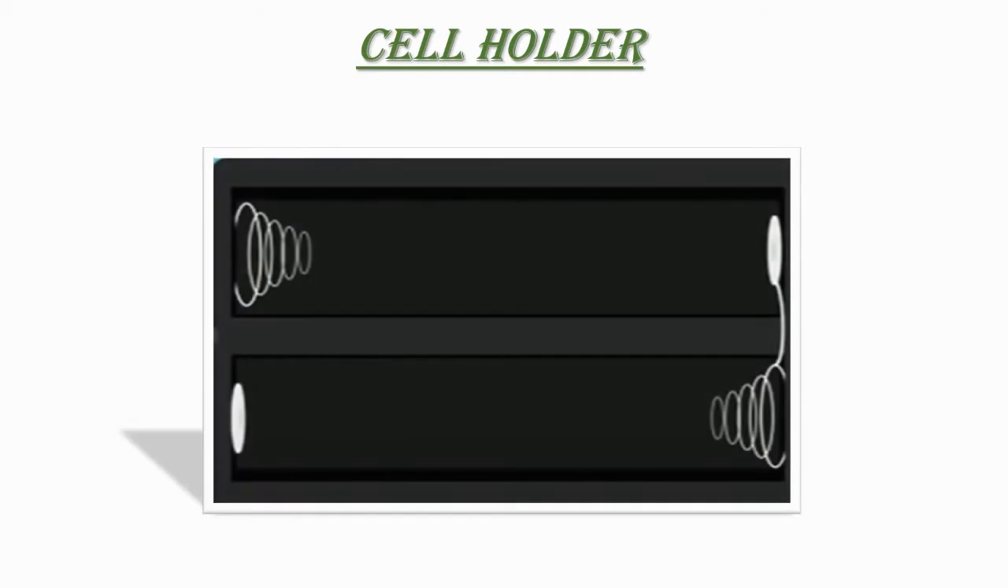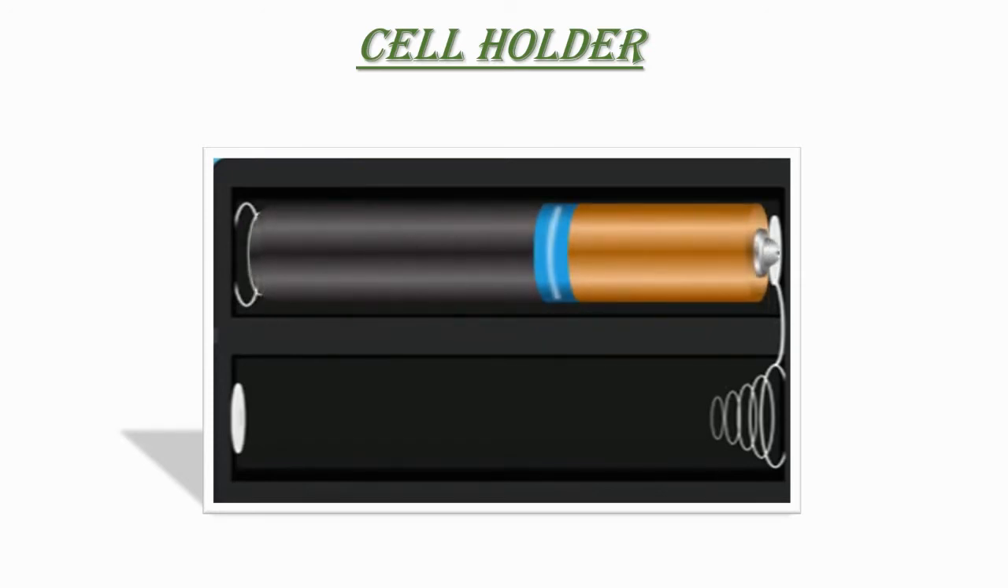Now let us study about the cell holder. Look at this image. This is a cell holder. A cell holder has compartments. These compartments help to keep cells safely. Look carefully. You will observe that each compartment has a spring, and when we place the cell in this cell holder, we compress the spring by the negative terminal of the cell. This spring is made of metal and it conducts electricity. On the opposite side, the positive terminal of the cell is also in contact with some metal.